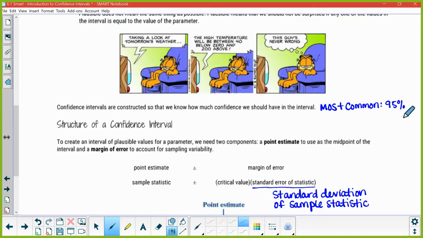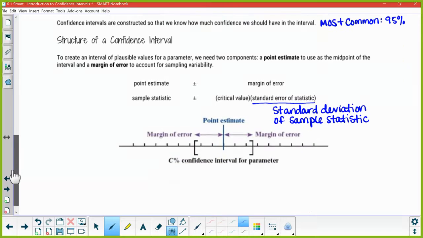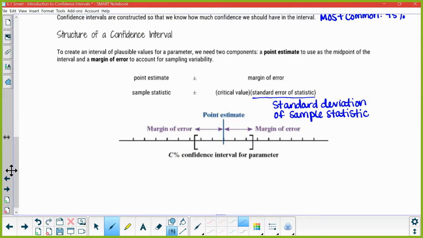And then once you get too big, just like with Garfield, it's like, yeah, I'm not going to put any thought into that because it's so huge that of course it's going to capture it. The structure of a confidence interval. To create an interval of plausible values for a parameter, parameters describe populations, we need two components.